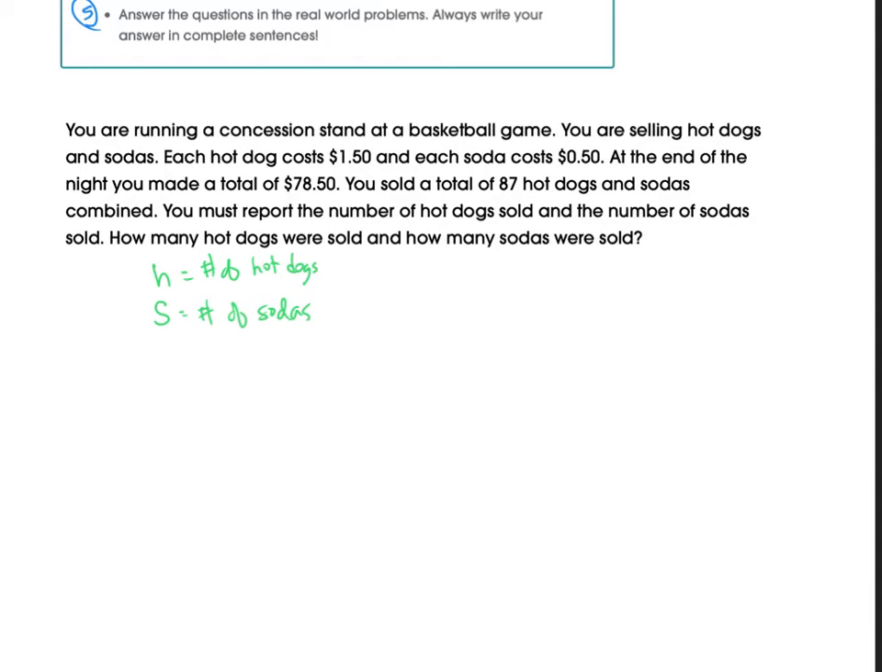Now, those are my variables, and I want my equations to involve these variables. So I'm going to read through the problem, and every time I come across a number, I'm going to ask, is this an overall number? Does this describe a total amount, or is this amount per something? So I'm going to read through this. You are selling hot dogs and sodas. Each hot dog costs $1.50. So that is $1.50 per hot dog. I don't want that right now. I'm going to come back to it. Each soda costs 50 cents. 50 cents per soda. I'm going to come back to that.